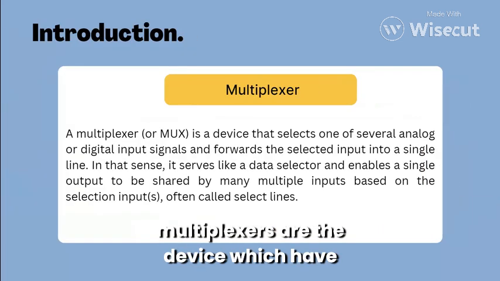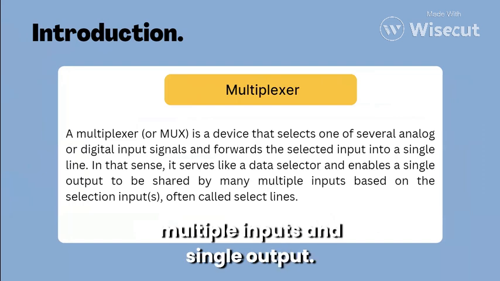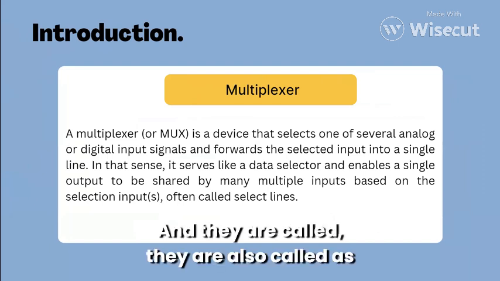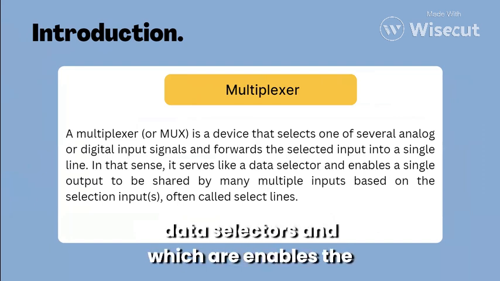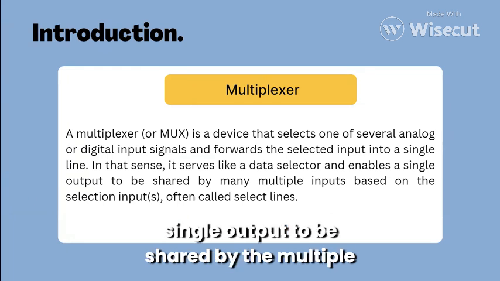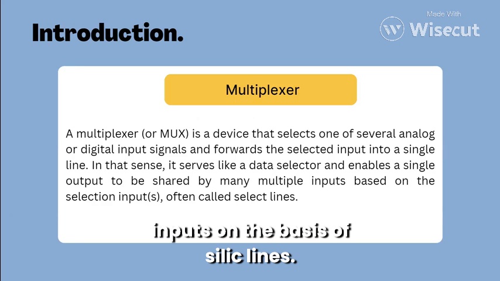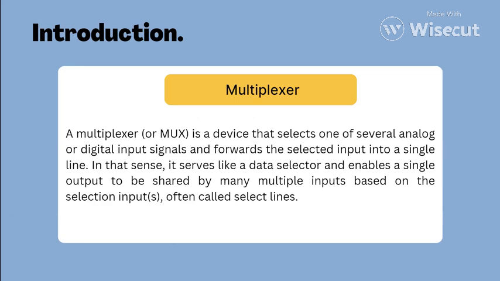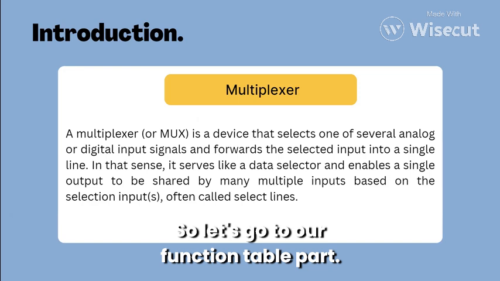So basically multiplexers are devices which have multiple inputs and a single output, and they are also called data selectors, which enable the single output to be shared by the multiple inputs on the basis of select lines. So let's go to our function table part.